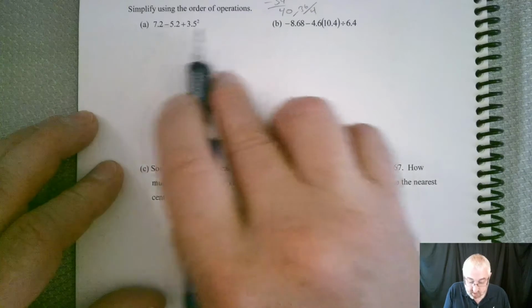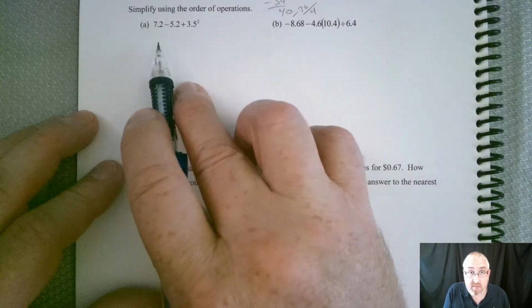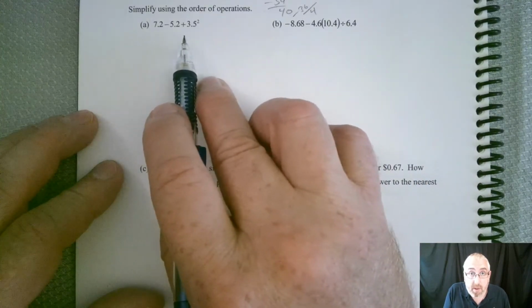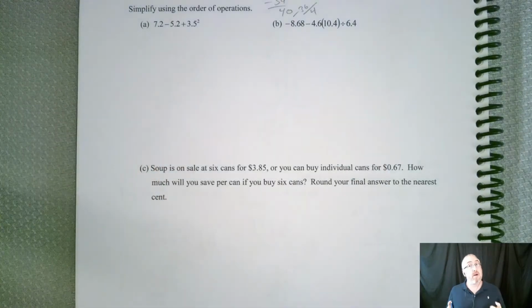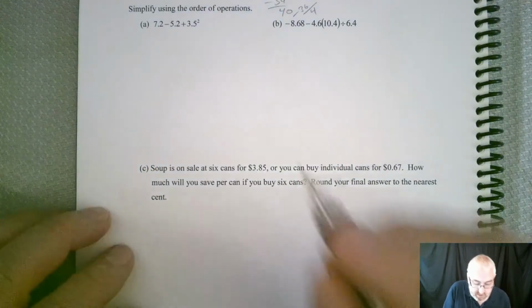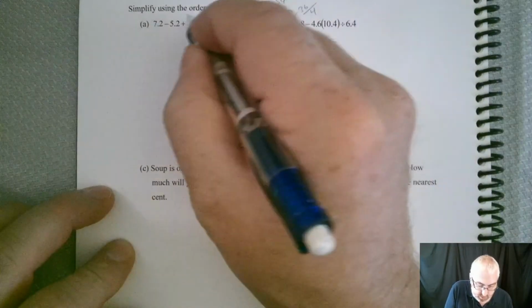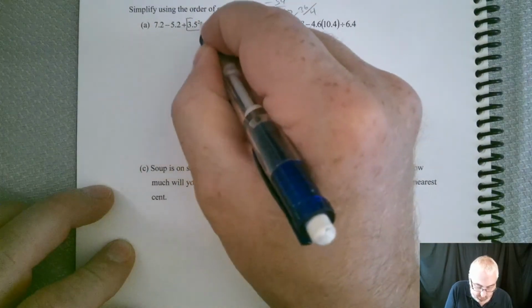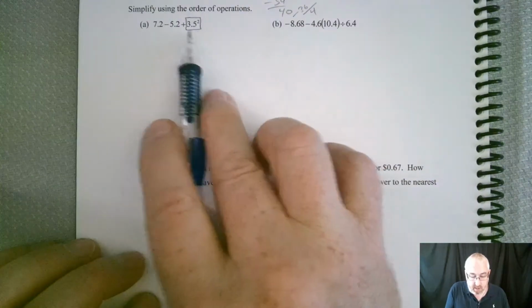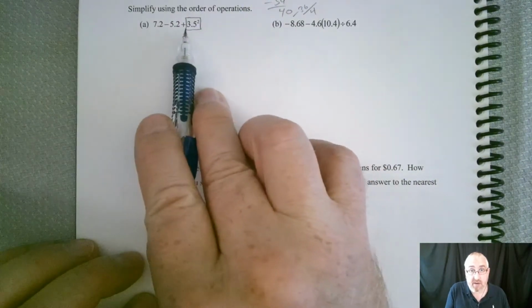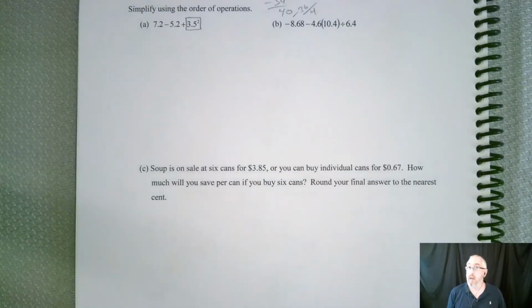All right, simplify using the order of operations. So we got 7.2 minus 5.2 plus 3.5 to the second power. So what do you want to do first? Better be saying exponents. So we have this exponent we want to do for sure. Now we can look ahead. After that's done, all we have left is subtraction and addition. Which one of those should we do next?